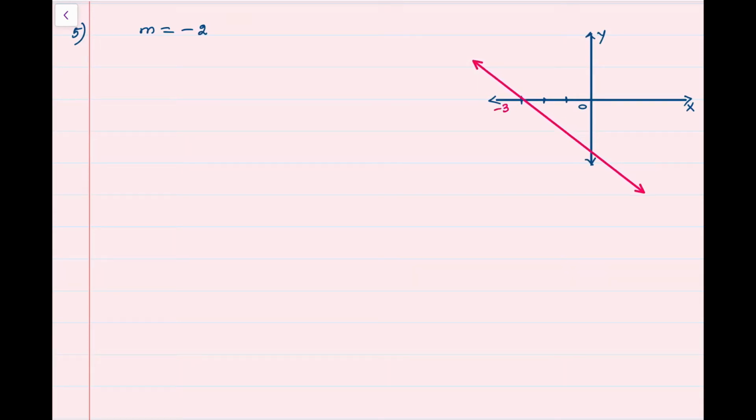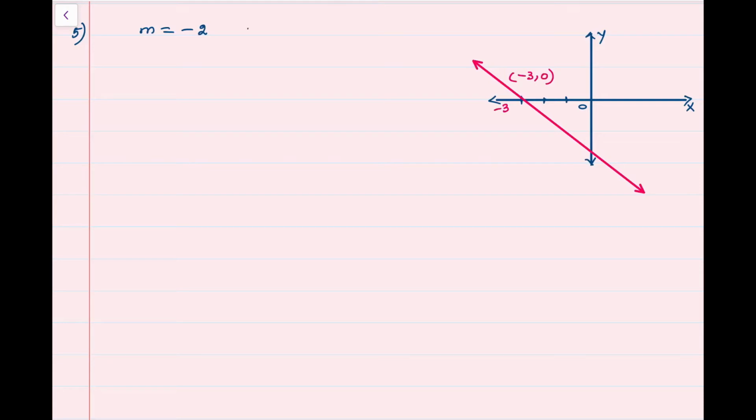Question 5. Intersecting the x-axis at a distance of 3 units to the left of the origin with slope minus 2. The line intersects the x-axis at a distance of 3 units to the left of the origin. That means it passes through minus 3. If the slope is negative, the line makes an obtuse angle with the positive direction of x-axis. So this is the line. This point is (-3, 0).